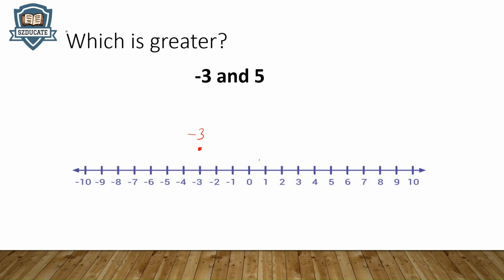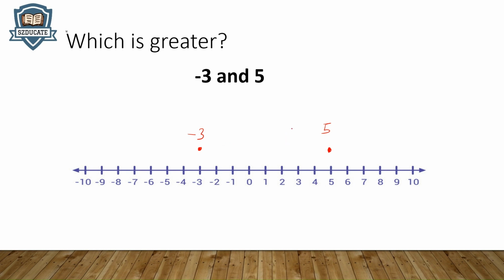Right? Where's minus 5? Minus 5 is here. Now, can you see that minus 3 is to the left of 5? And 5 is to the right of minus 3. I mean, that sounds stupid, but I just want to emphasize. Now, when we said to the right, when you're more to the right, you're greater. So, which is greater? 5 is greater than minus 3.